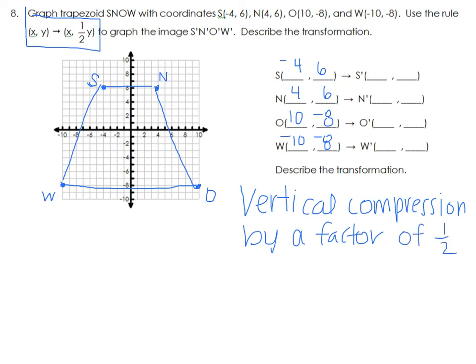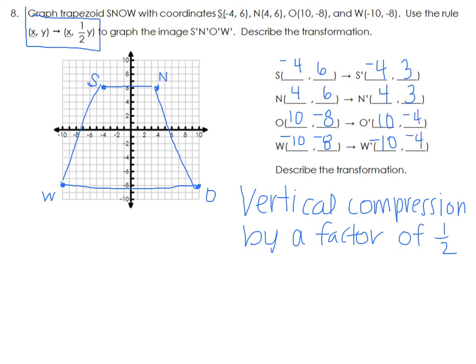So for this, all of my x coordinates are going to stay the same, so I'm just going to go ahead and write all my x coordinates in. And then all my y coordinates, I'm just going to chop in half. So 6 times 1/2, or 6 divided by 2, is 3. That's going to be the same for both of those. And then -8 divided by 2 is -4.